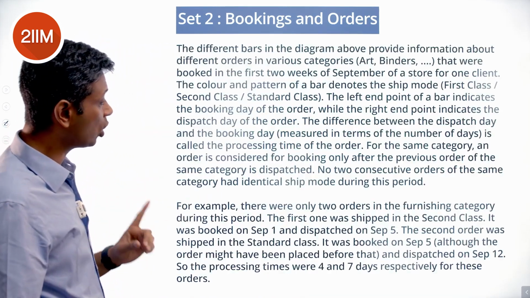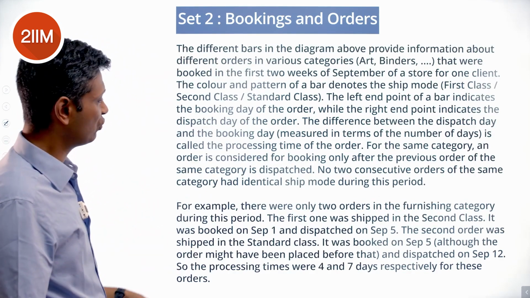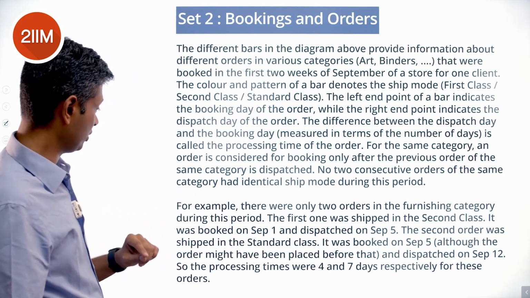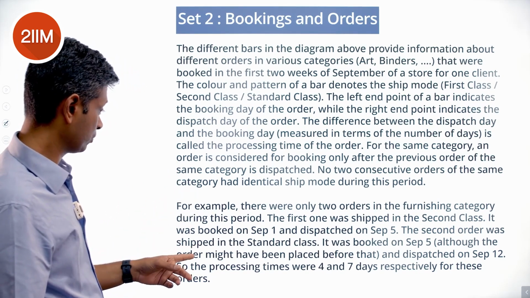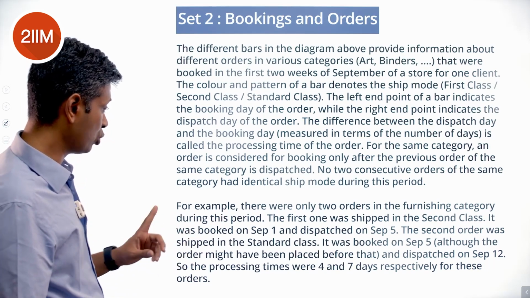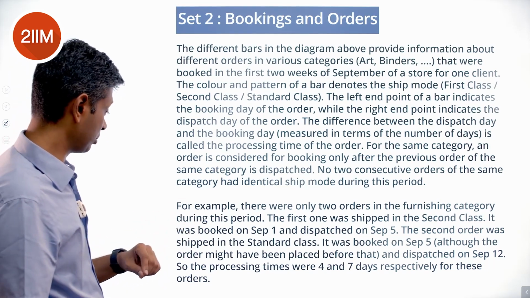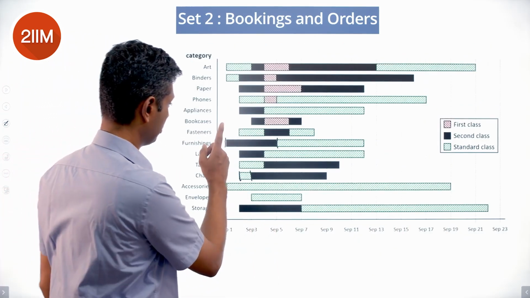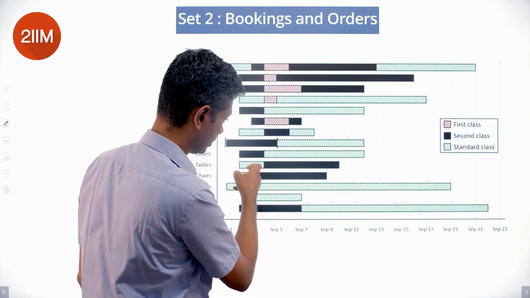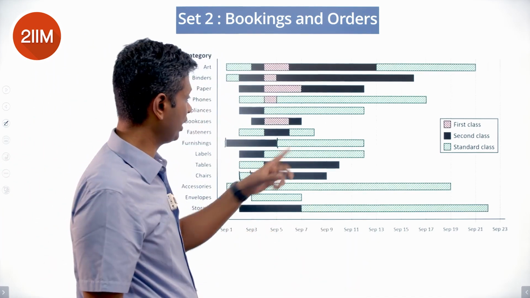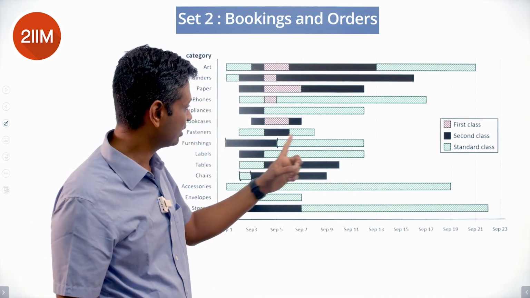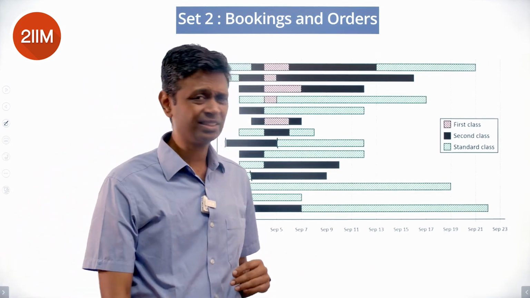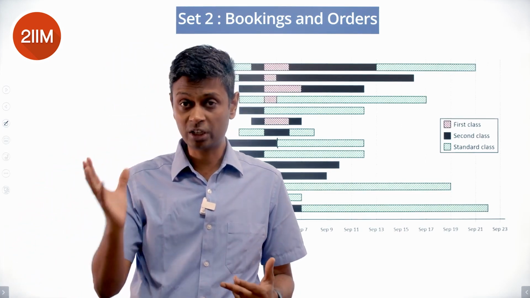For example, there are only 2 orders in the furnishing category during this period. The first one was shipped in second class. It was booked on September 1 and dispatched on September 5. The second was standard class, booked on September 5 and dispatched on September 12. Processing times were 4 and 7 days. Furnishing, September 1 to September 5, September 5 to September 12, 4 days here, 7 days here. This is second class, this is standard class. All nice, lovely. So we've explained this diagram beautifully. Chances are we're not solving for a grid or a puzzle, just looking at questions and looking to answer them.